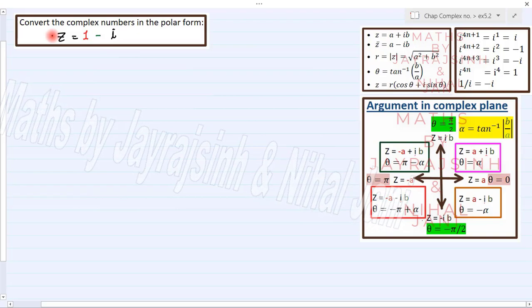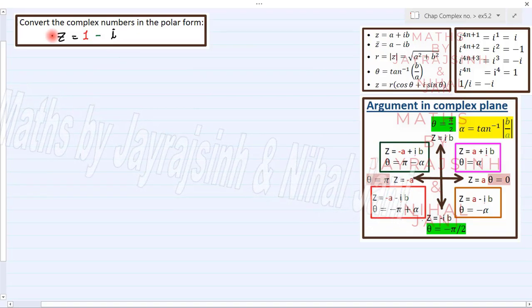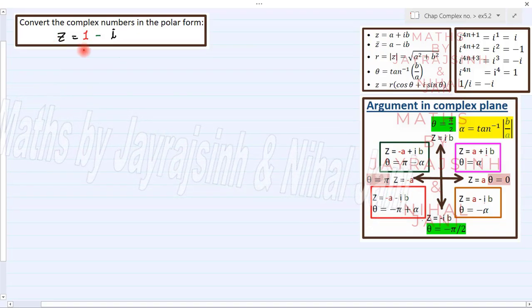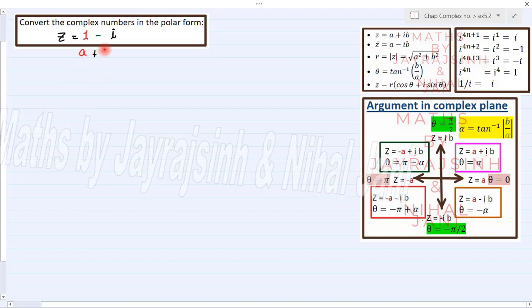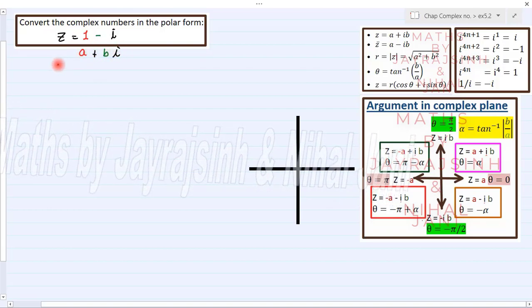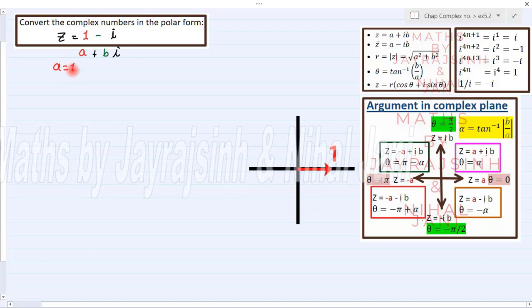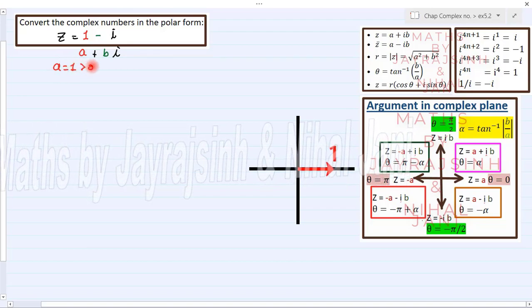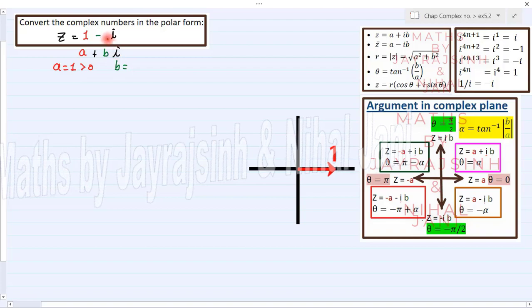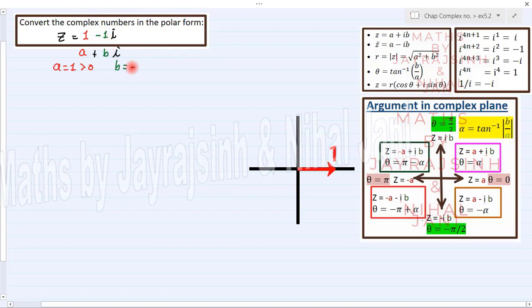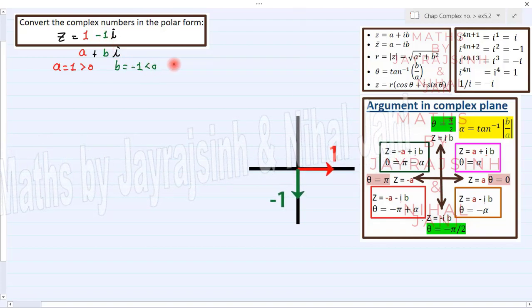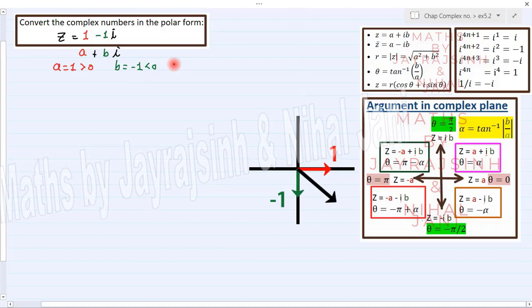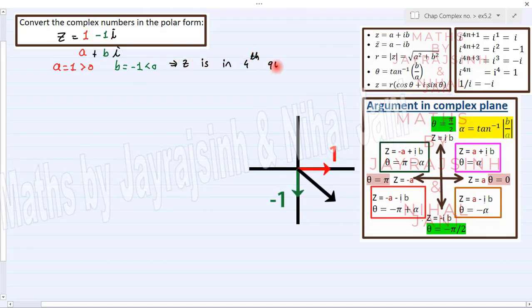We have to convert our complex number into the polar form, and it is already in the form of a plus bi. So we can say the real part of the complex number is 1, which is greater than 0, and the imaginary part, which is the coefficient of i, is minus 1, which is less than 0. So we can say the complex number is in the fourth quadrant.